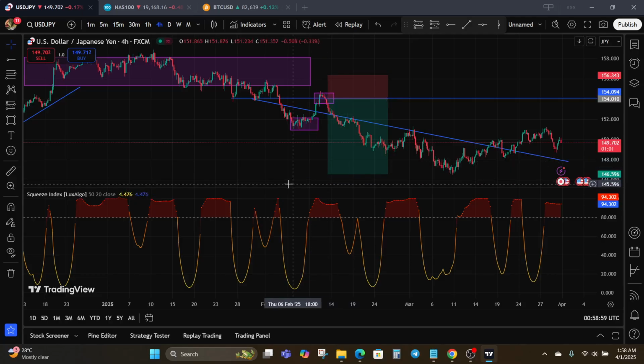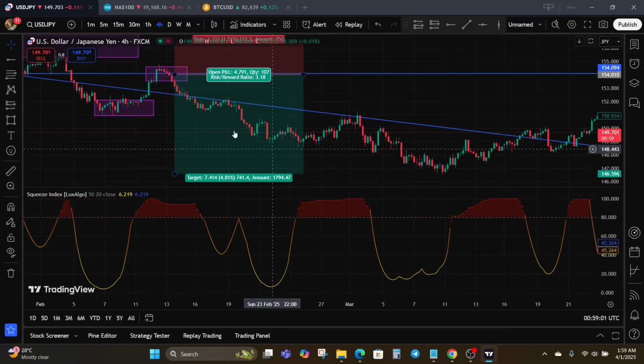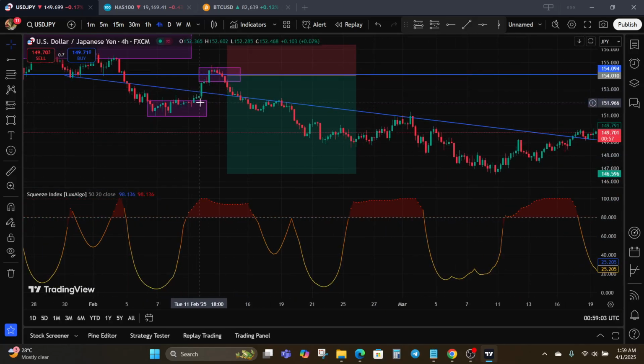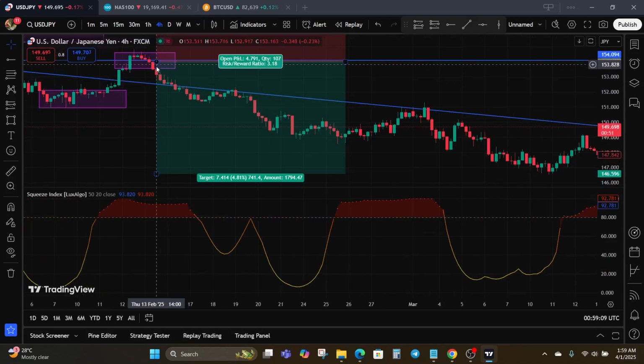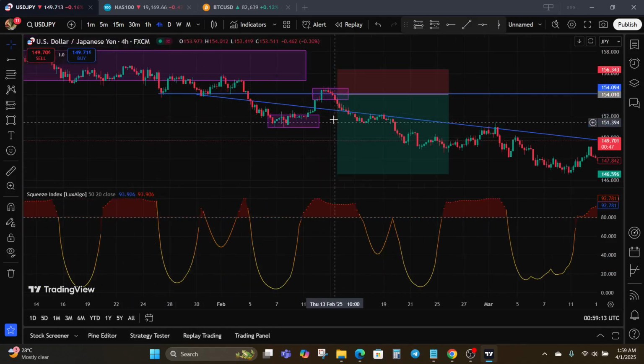Then you can use candlestick patterns or momentum indicators to confirm. You can see that here we had this bullish candle, this spike, validating the breakout. Then at this point, you can see that we had an evening star validating the continuation after the retest.